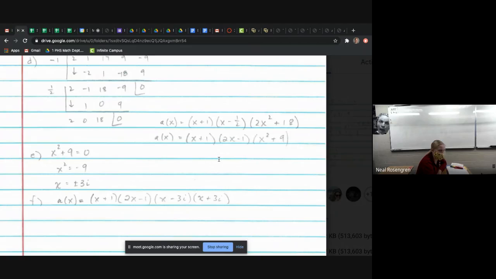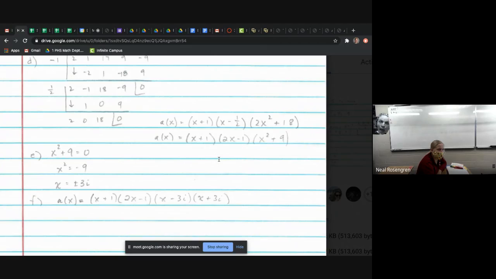So the 2x squared plus 18, this right here, is the same as this, 2 times x squared plus 9. So either you put the 2 up front as your leading coefficient, because the leading coefficient of the function itself was 2, so it should always match. And then you're fine like that.